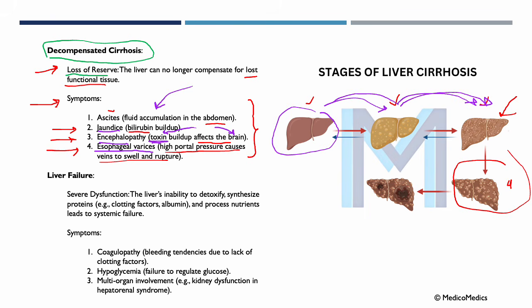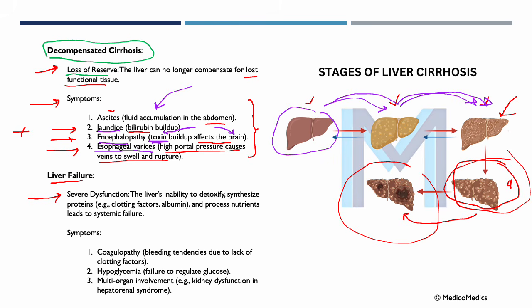Now, if this isn't bad enough, as you're probably noticing, we're talking about stage 4 here. We then have a final stage called liver failure. So here we have a severe dysfunction, right? The liver's inability to detoxify, to synthesize proteins like clotting factors and albumin, and to process nutrients will eventually lead to systemic failure. What would be the symptoms we will see at this stage?